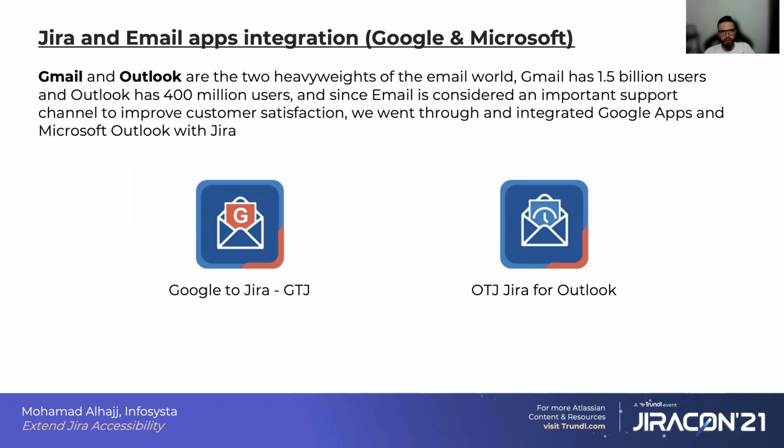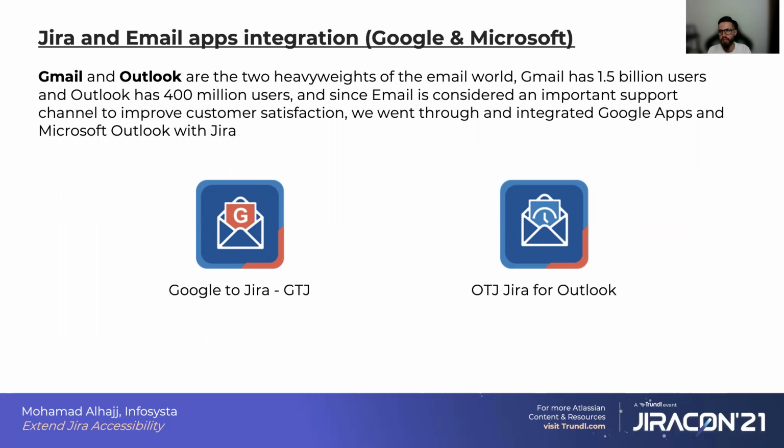Now, for the second topic in our speaking session, we will talk about the Jira and email apps integration. That is mainly Google and Microsoft. Now, Gmail and Outlook are the two heavyweights of the email world. Gmail has 1.5 billion customers, and Outlook has 400 million users. And since email is considered an important support channel to improve customer satisfaction, we went through and integrated Google Apps and Microsoft Outlook with Jira.